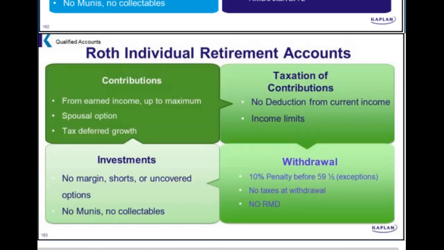However, here we see a big difference. When we're contributing to our Roth IRA, we do not get to deduct it from our income on our annual taxes. There are income limits that apply. And if you make too much income, you would not be permitted to contribute to a Roth IRA.